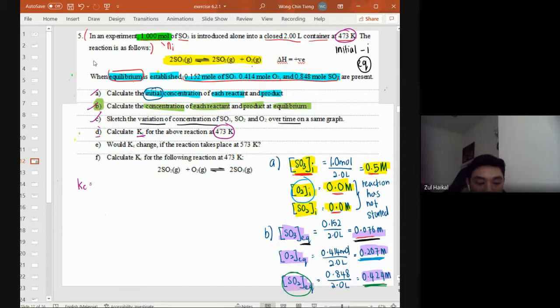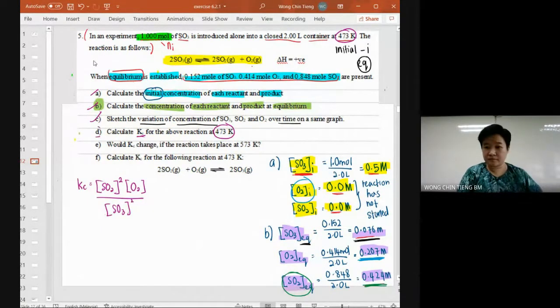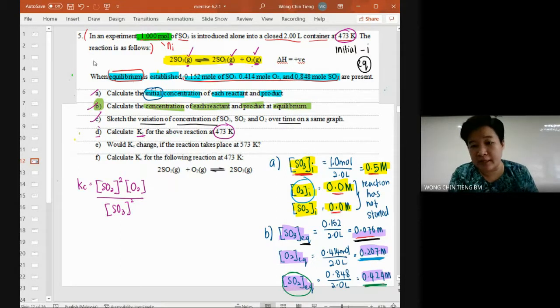Concentration SO2 power of 2, concentration O2, divide concentration SO3 power of 2. Setuju? Product versus reactant to the power of its coefficient. Betul? Tak ada isu ya. Dan kita ambil semua sebab soalan tanya Kc dan everything is in gas. So we take everything. Make sure you check the physical phase. Sebab tu dalam topik 6, soalan yang tak ada physical state, kamu tak boleh proceed. Kamu wajib tahu dia dalam fasa apa. Okay? So that is the Kc given.